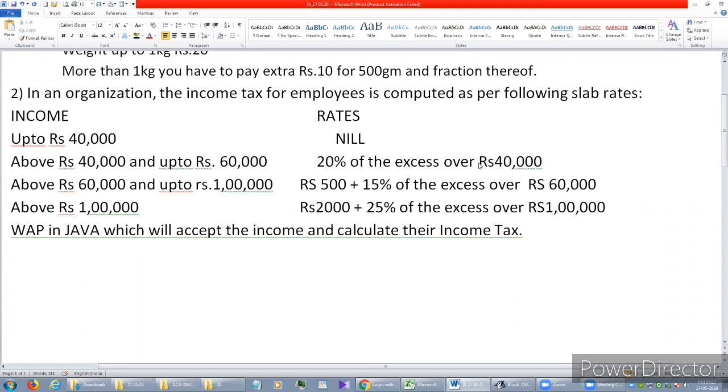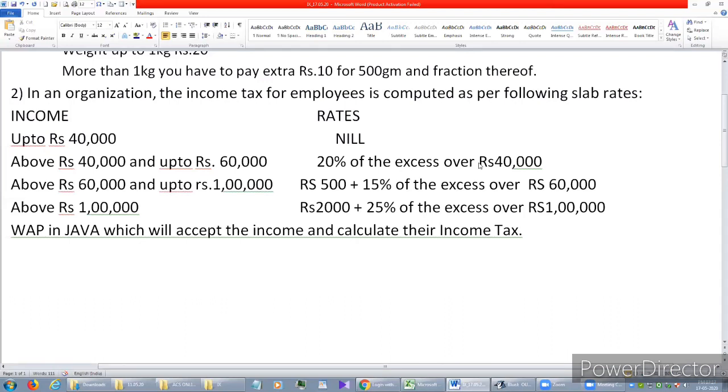What is the meaning of this excess over? 20% tax you have to pay on the basis of what? Sonal, you are calculating on the basis of 40,000. Please concentrate on the statement. 20% of the excess over 40,000.